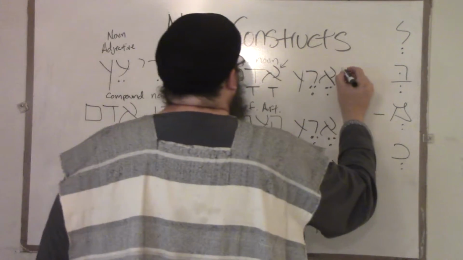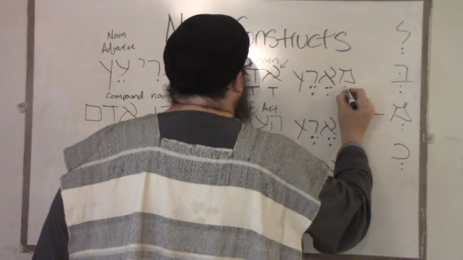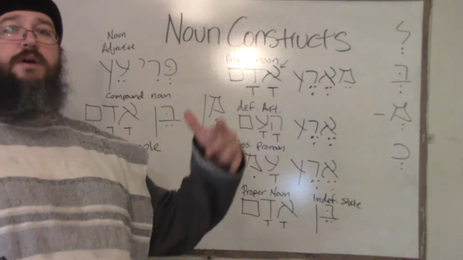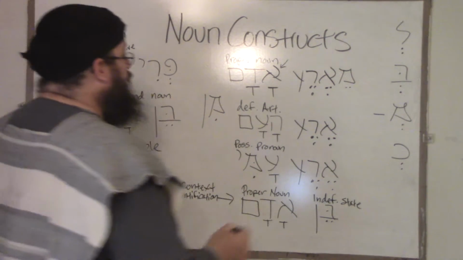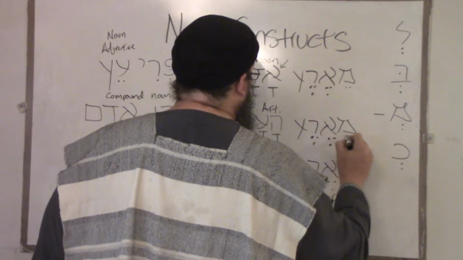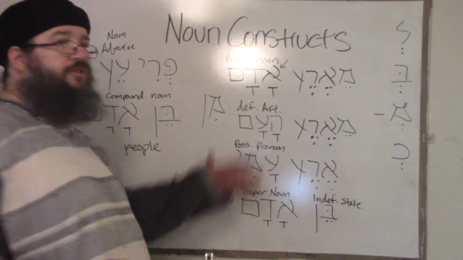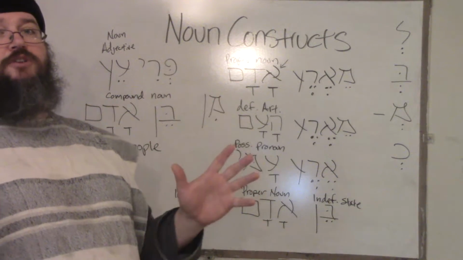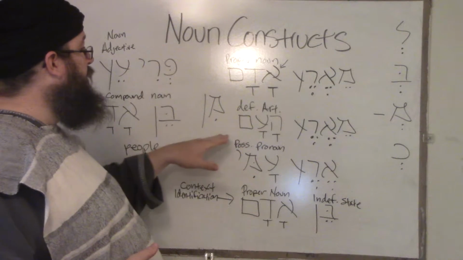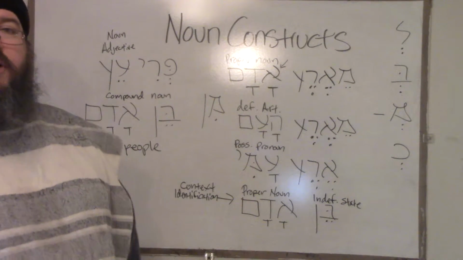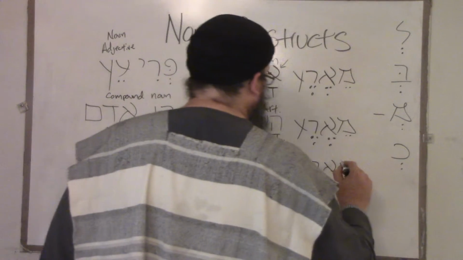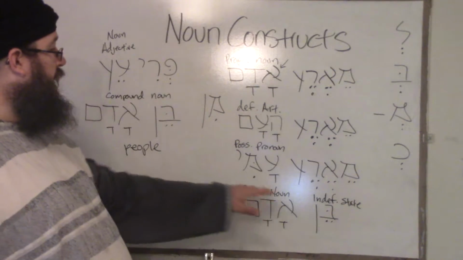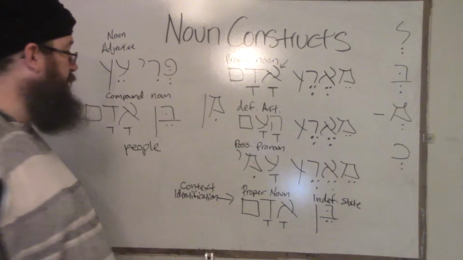So here, when we attach the mem, we put it in the front, such as me'eretz Adam, from the land of Adam. Or we're going to attach it here to the front of this one. Always notice it's in the front. The first word in the noun construct carries the actual inseparable preposition. So, me'eretz Adam, from the land of the people. The same thing applies here. Me'eretz Ami, from the land of my people.